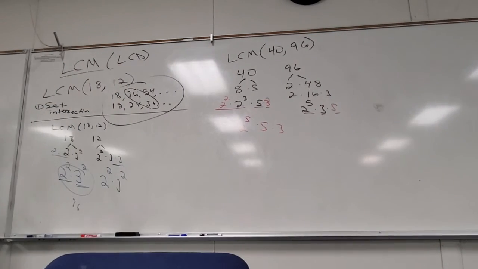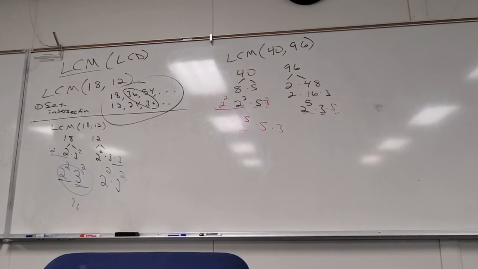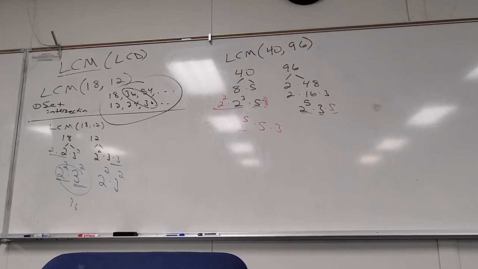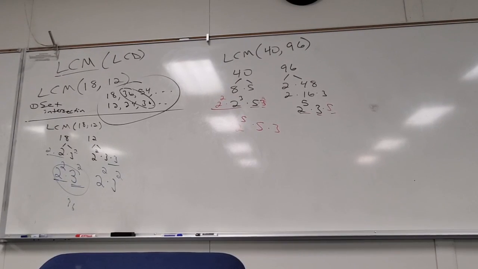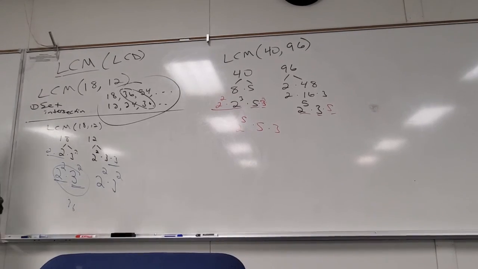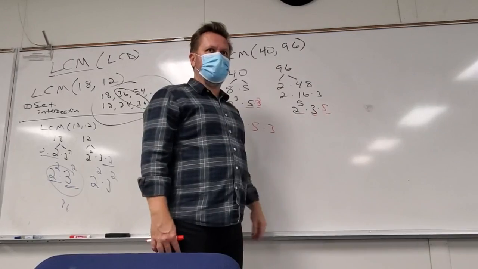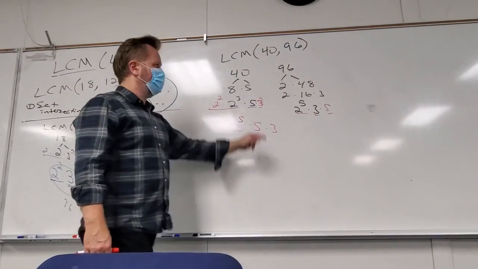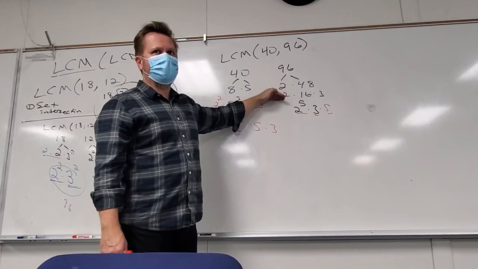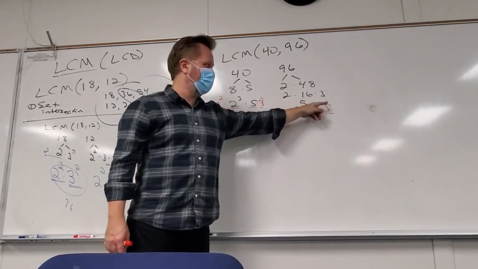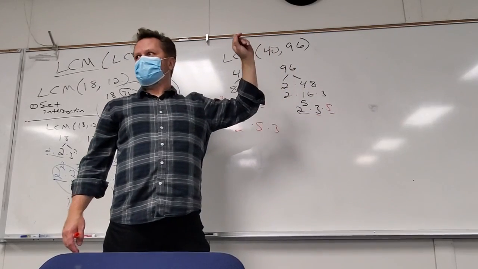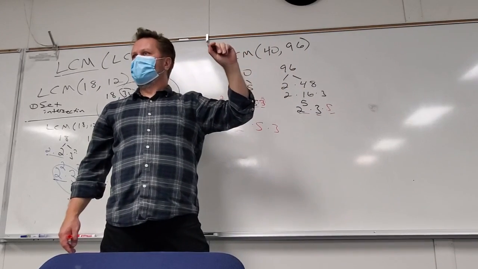For 96, I got 2 times 48, then 2 times 24 to get the 48, then 2 and 12, then 6 and 2, then 3 and 2. Now collect, how many 2's do you have? 5 2's and a 3 and a 5, right? So we ended up in the same place. It doesn't matter the path you take to get there, because this is the DNA of 96.